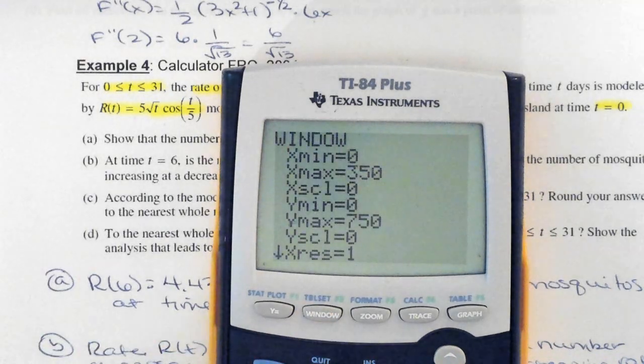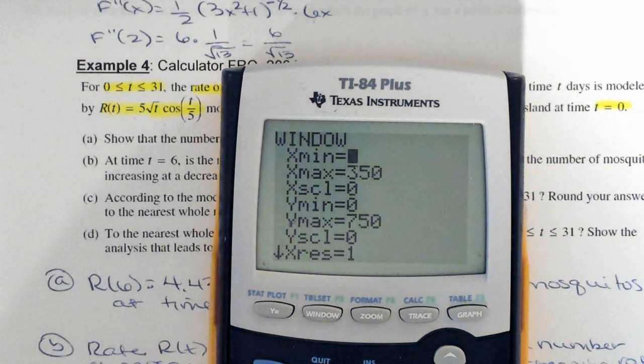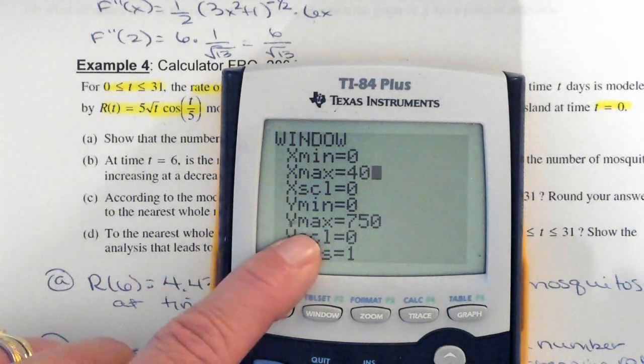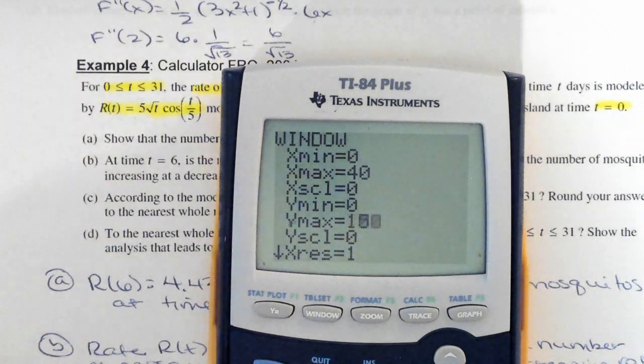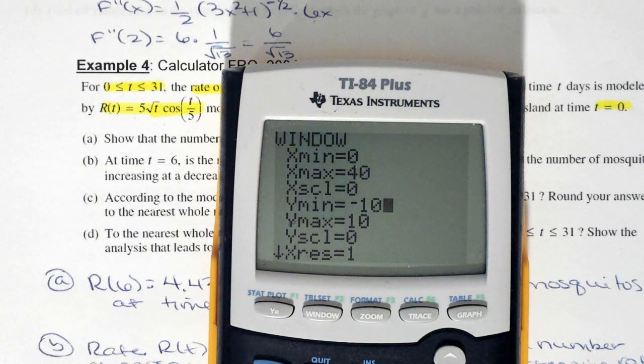I'm going to need to change my window. X has to go from 0 to at least 31, so can I make it 40 just to be safe? And I had graphed something else. My min, I don't know, 10. Let's go to negative 10. Negative 10 to 10. I don't know if this is right. What if it's wrong? Then we go back and change it.